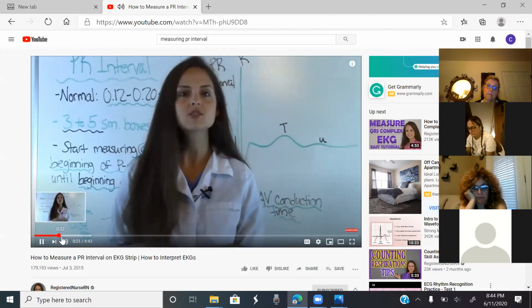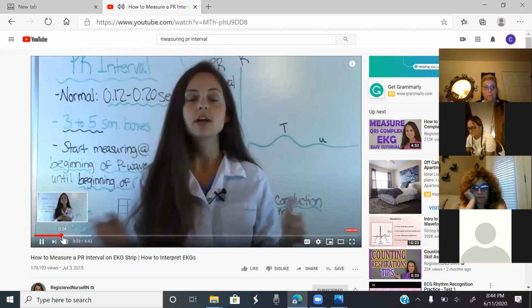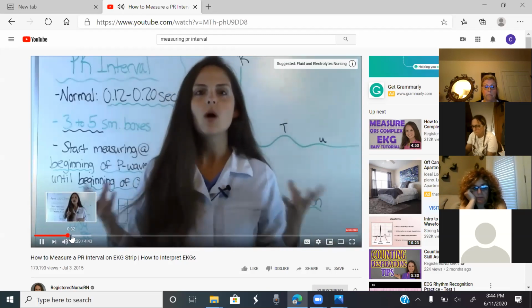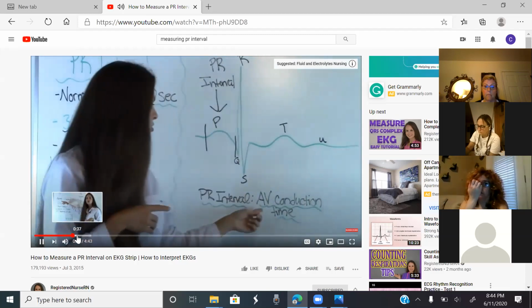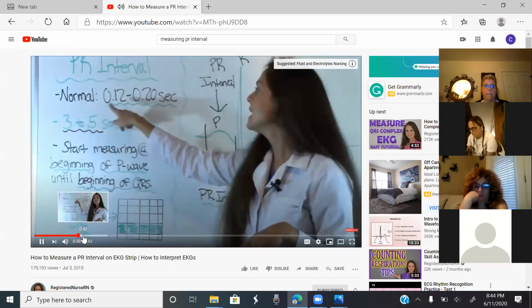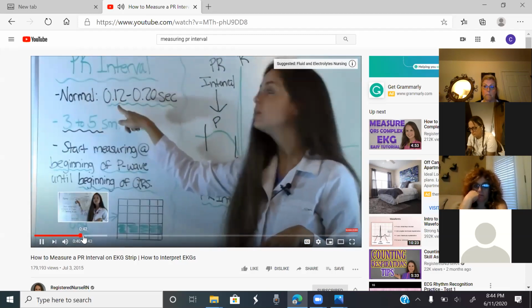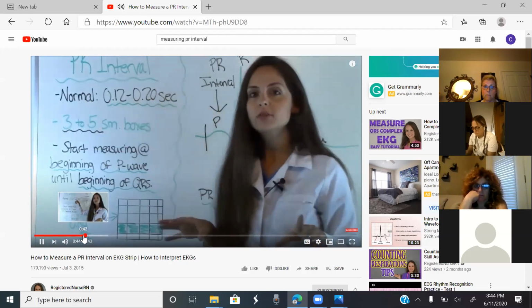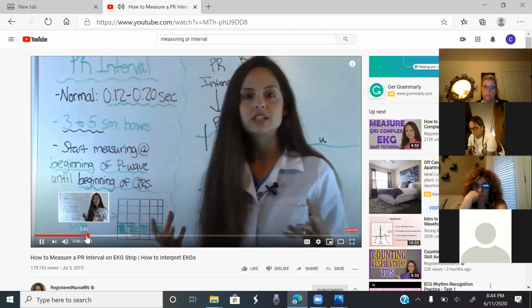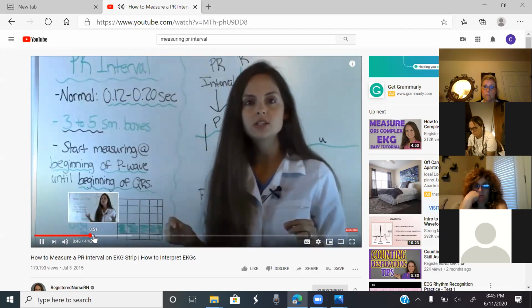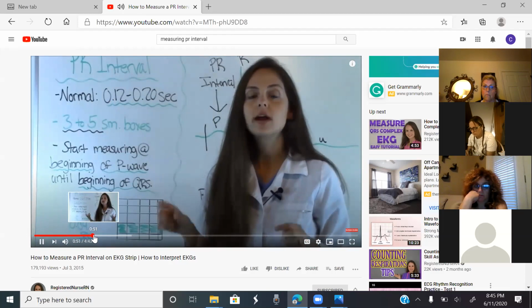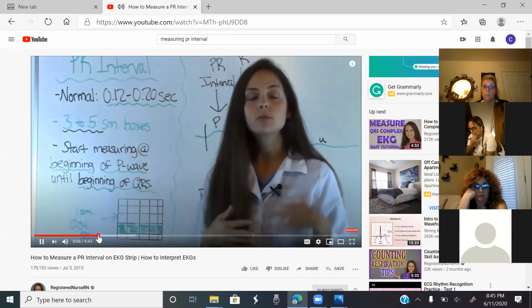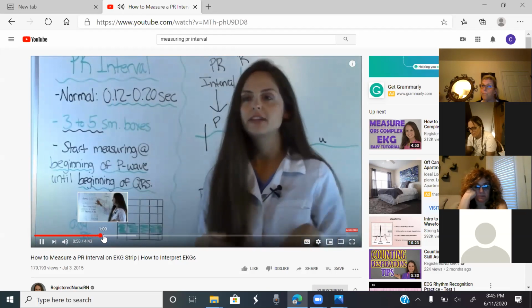Now, before we get started, we're going to have to lay some foundation work on how to measure the PR interval. What is the PR interval? It measures AV conduction. The normal PR interval is 0.12 to 0.2 seconds long. Whenever you're measuring your PR interval on an EKG strip, it's really important you pay attention to the measurements and that it measures normal. Because if not, it could represent a heart block. So we'll be covering heart blocks in my other video.